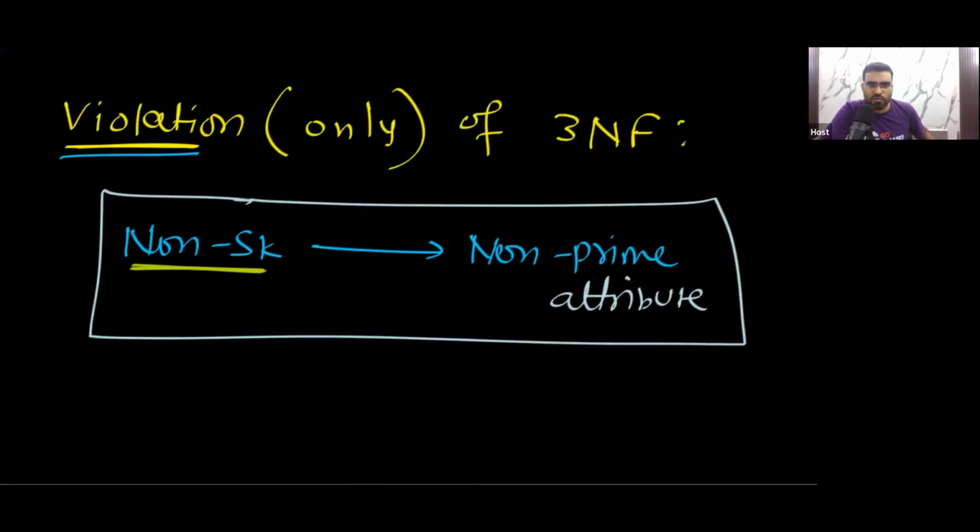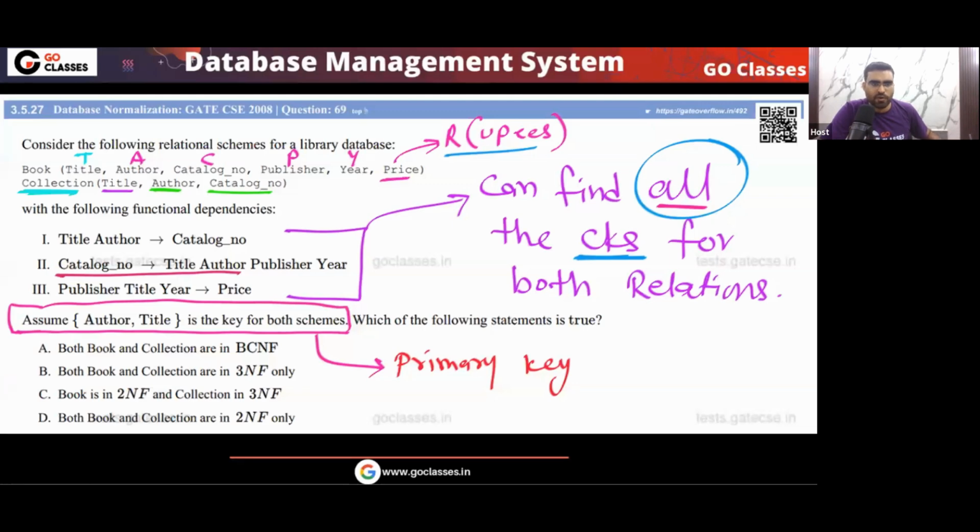This is the analysis of this GATE exam question. So please tell me what is the final answer. Collection table is in BCNF and book table is in 2NF. So which option is correct? The question is asking which option is correct. Book is in 2NF and collection in 3NF. Is this correct, yes or no? Actually, collection table is in BCNF and the book table is in 2NF.